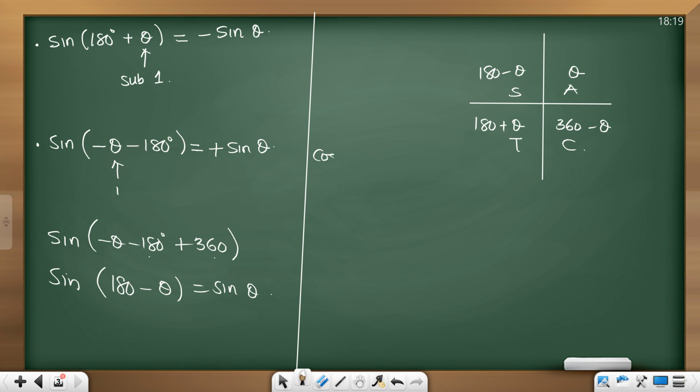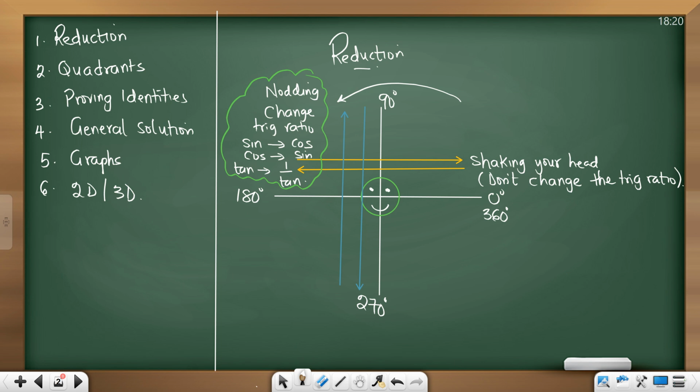Wait, if I ask you to change cos of negative theta minus 90 degrees, what are you going to have? Use your calculator. Anywhere you see theta, put what? 1. Are you getting a positive or negative? Negative. Good. 90. Where is 90?